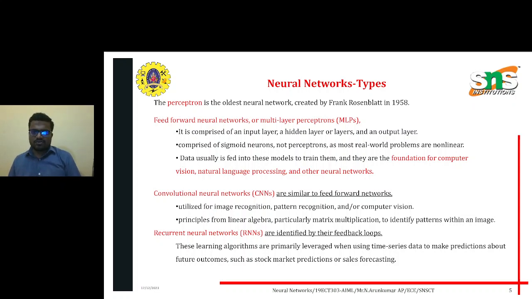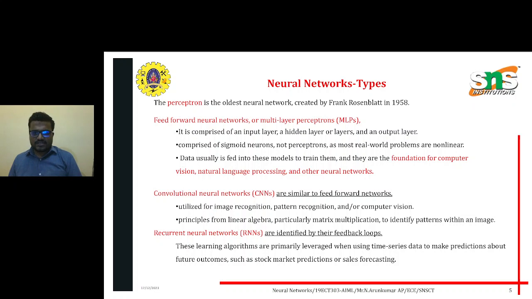Convolutional neural networks especially play an essential role in image recognition, pattern recognition, and facial expression changes. Normally, it follows linear algebra, particularly matrix multiplication, to identify the pattern for an image.